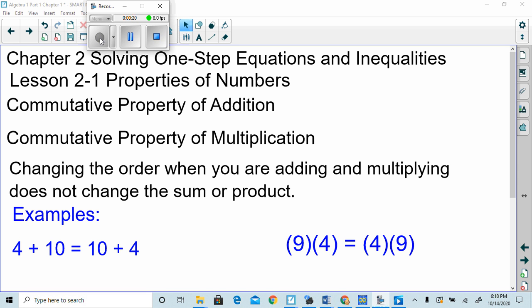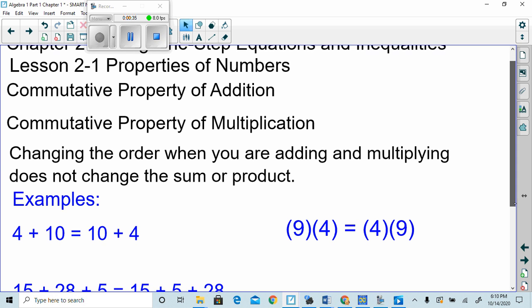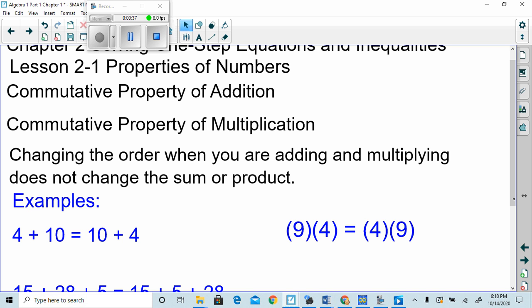We'll start with the commutative property. It states that changing the order when adding and multiplying does not change the sum or the product. So let's look at one or two examples. When I have 4 plus 10, and if I add those together, I will get 14. And if I had 10 plus 4, reverse the order, I still have 14. So you notice that the sum did not change just because I changed the position of the addends.